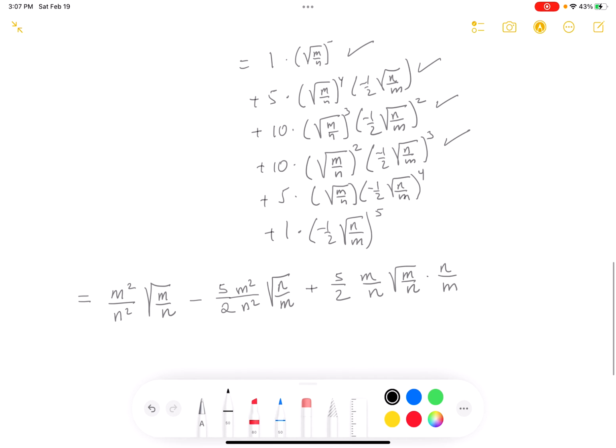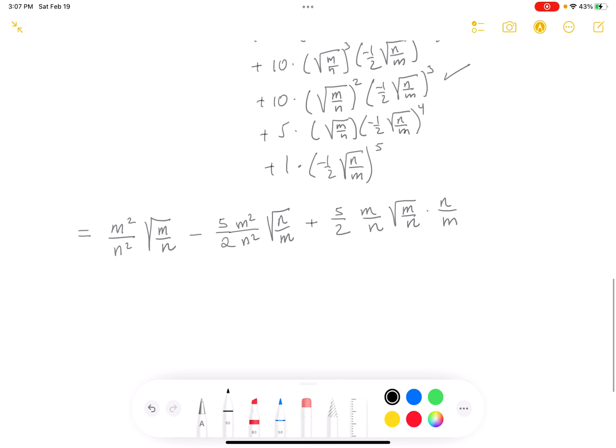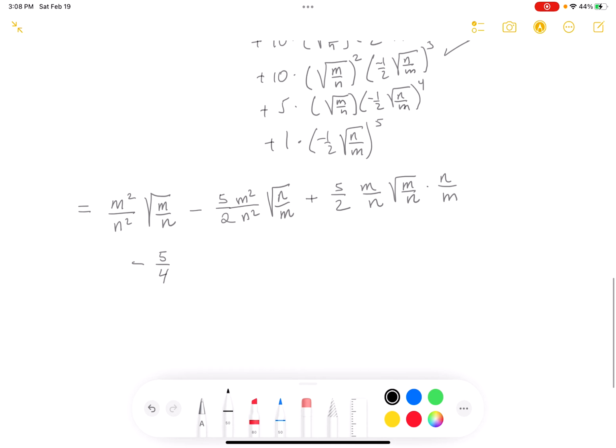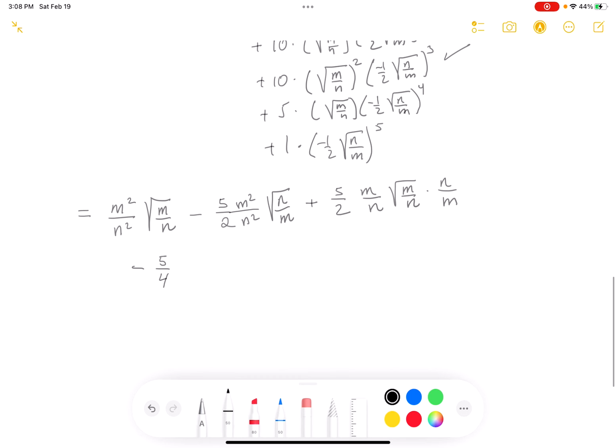Let's go to this guy. Let's see, it's going to be minus, right? That's 10/8. That's 5/4. Then you're going to get, did I make a mistake there? No, I didn't make a mistake. Let's take a look. M over n.